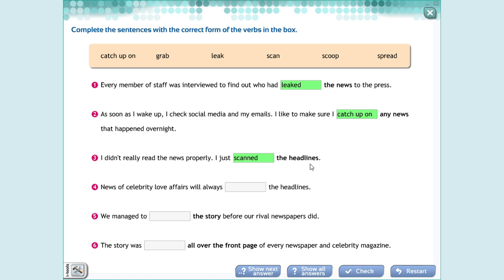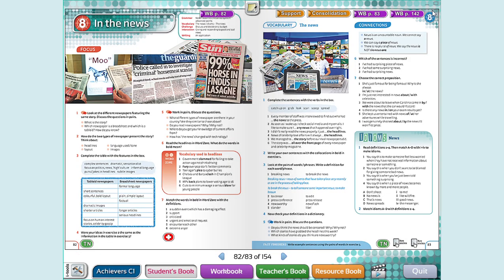This word is important, headlines, encabezados, talking about newspapers. And number 4. News of a celebrity love affair will always grab the headlines. That's true. That's what catches the attention. Number 5. We managed to scoop the story before our rival newspaper did. 6. The story was spread all over the front page of every newspaper and celebrity magazine. So you got the answers for this exercise. Take note of that.